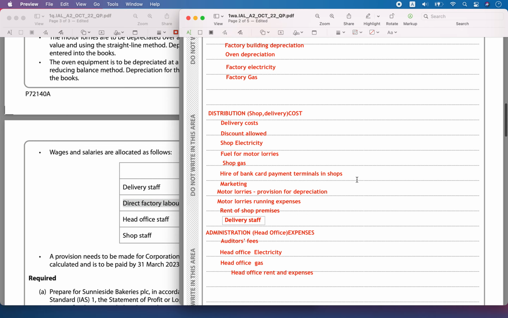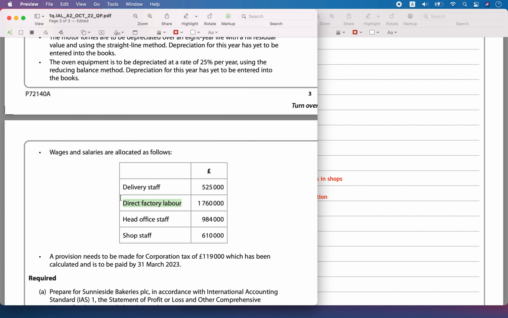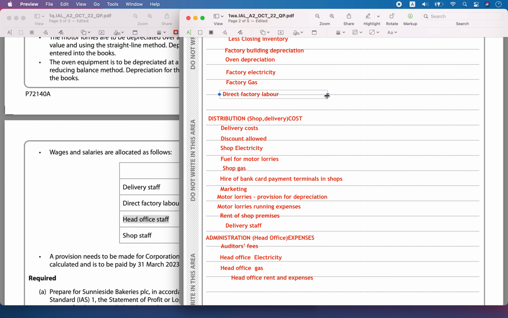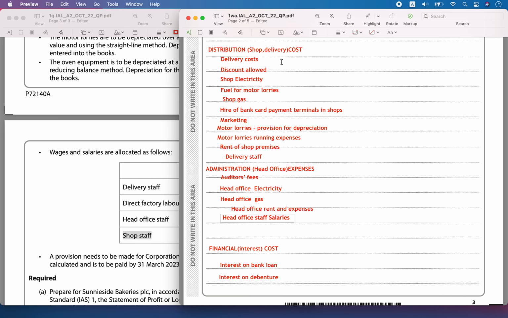Then you have direct factory labor, that's going to come under the cost of sales. Then you have head office staff wages, head office salary, so that's going to come under the administration. Then shop staff salaries is also going to come under the distribution cost.